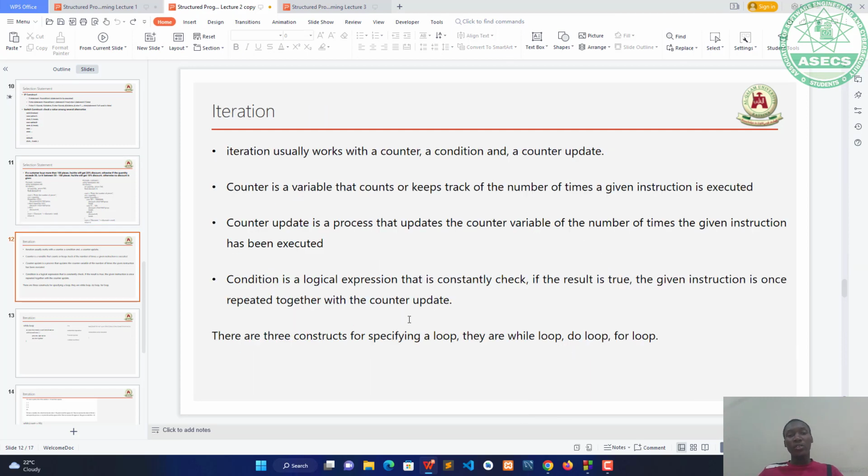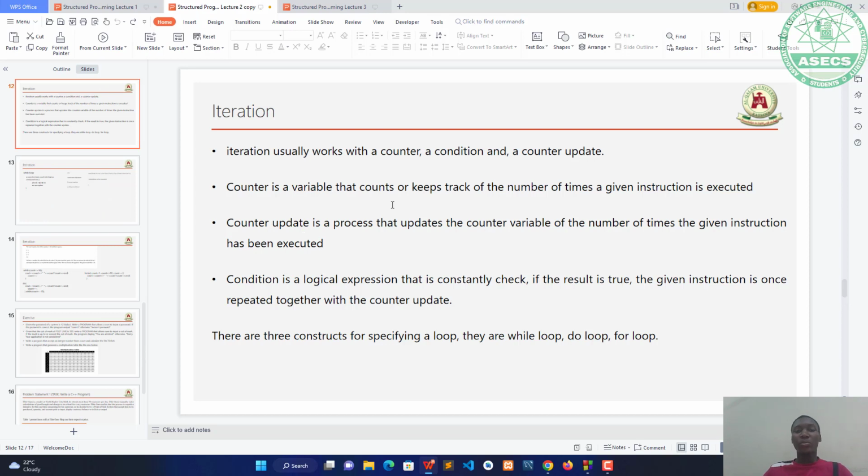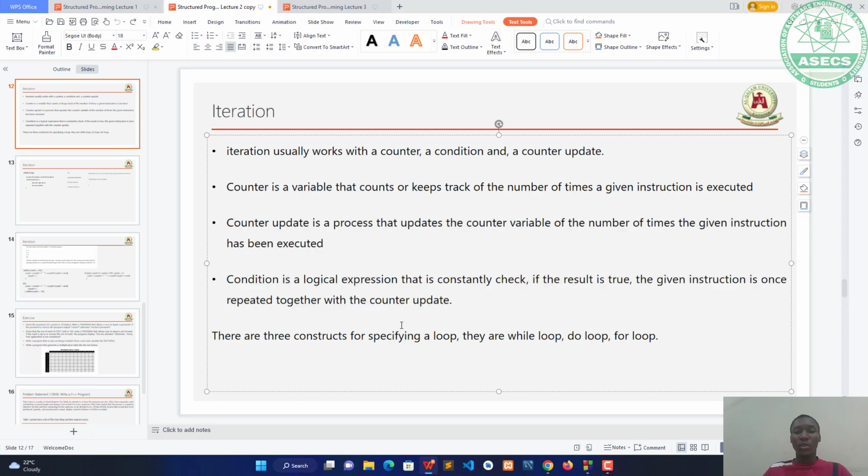So iteration. Iteration usually works with a counter, a condition, and a counter update. Counter is a variable that counts or keeps track of the number of times a given instruction is executed. Counter update is a process that updates the counter variable. Condition is a logical expression that is constantly checked. If the result is true, the given instruction is repeated together with the counter update, har sai ya zama false kenan, har sai lokacin da condition ya zama is not satisfied at all.